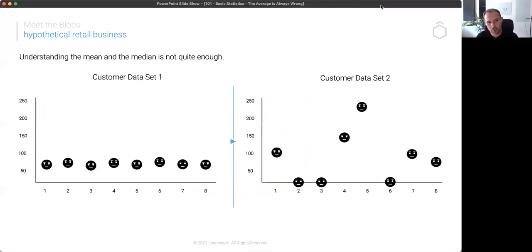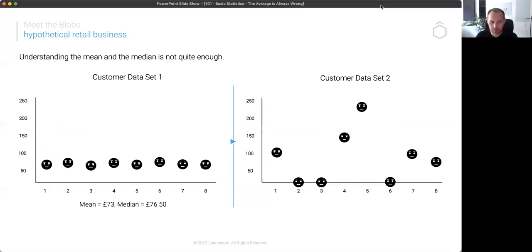So here we go, let's look at the mean and the median. In these two data sets, you can see we've got customer data set number 1, pretty standard all around the middle, and customer data set number 2. As you can probably guess, what we're going to do is have a look at the mean and the median to see what they tell us about the two.